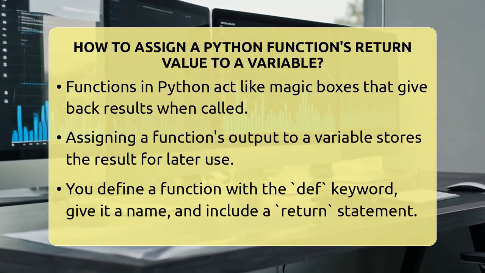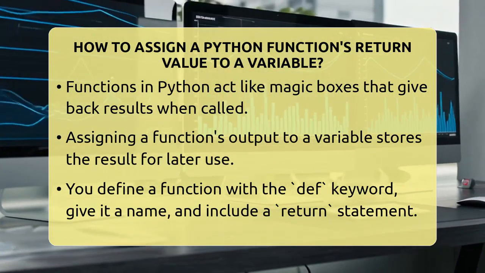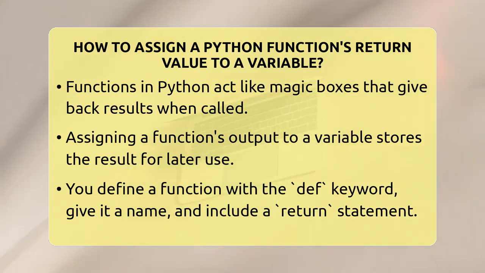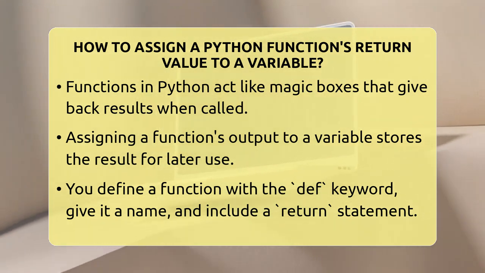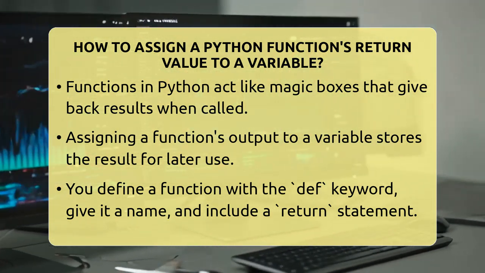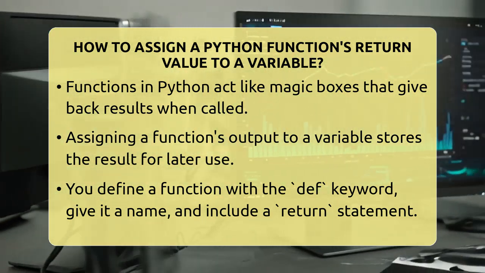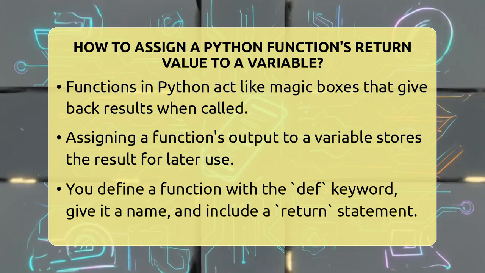How to assign a Python function's return value to a variable. Imagine you have a magic box that gives you a result every time you ask it a question. In Python, functions are like that magic box. When you ask a function to do something, it can give you back a result.